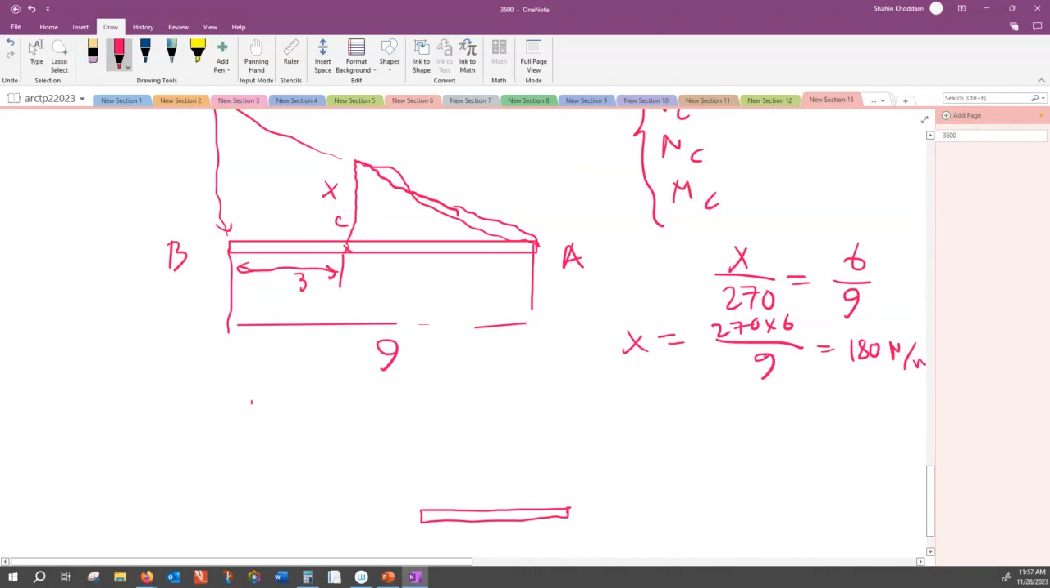This is my right hand side free body diagram. It has a distributed load of 180 here. And what is the span of that free body diagram? This is 6 meters, right? And at this point, what are the internal forces? The internal forces are N of C. Also, that is V of C. And finally, M of C.